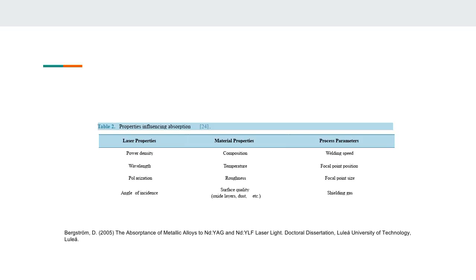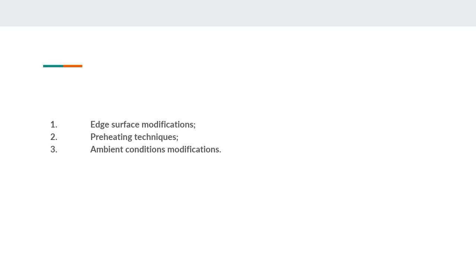From the previous equations which you learned in the previous lectures, the welding efficiency can be enhanced if the absorption can be increased, and the possibility of varying the laser parameters is usually limited in workshop conditions. So based on the previous research carried out, the absorption improvement methods can be divided into three categories, which we are going to deal with in the next section, and which are divided into three lectures. So these three categories are edge surface modifications, preheating techniques, and ambient conditions modifications.